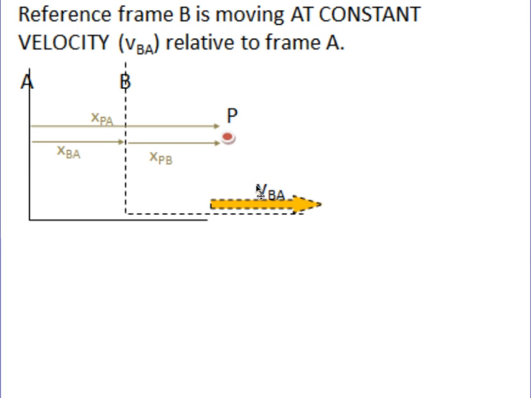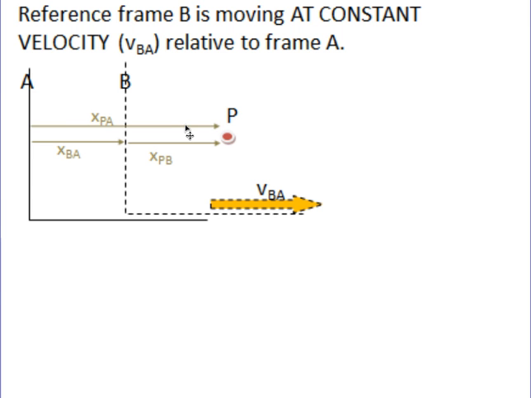So here I have a reference frame B, and reference frame B is moving relative to reference frame A. Here's the velocity of B relative to A. This notation, which is read as the velocity of B relative to A, is a very, very good notation to learn. Notice that I have an object at some position P. P means different things in reference frame A and reference frame B.